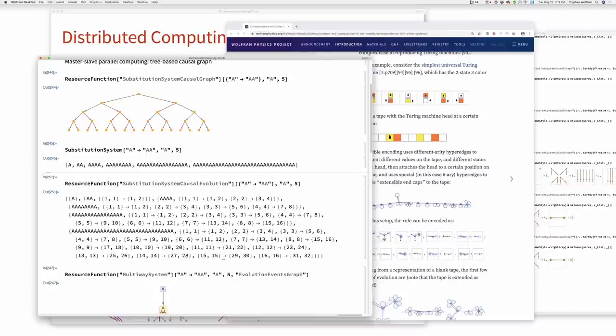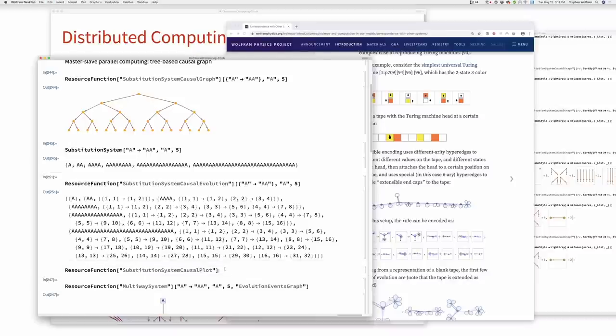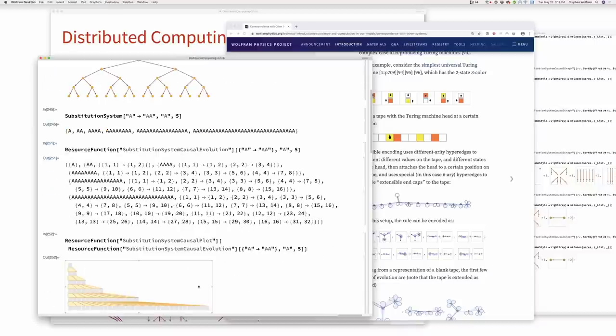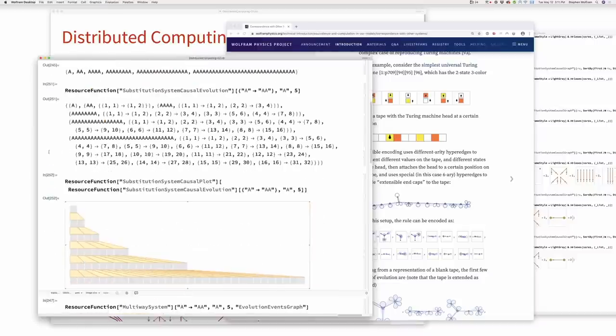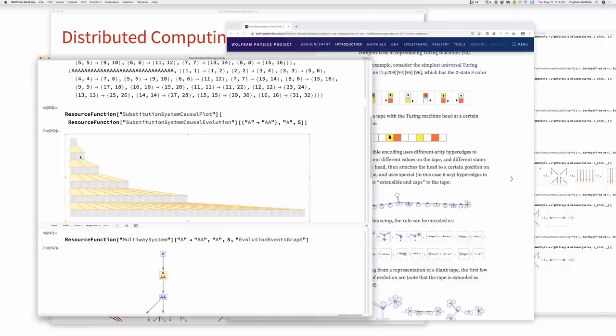I see. And then what happens here, if I do substitution system causal plot on this, that's going to pick up all those places and it's going to show me, hopefully. Okay, so this one wasn't that exciting. But what that's showing is those are the states there, right? This is the state. And this is with a particular evaluation order, which is saying, do those updates to those two pieces of that state at the same step here. Does that make sense?